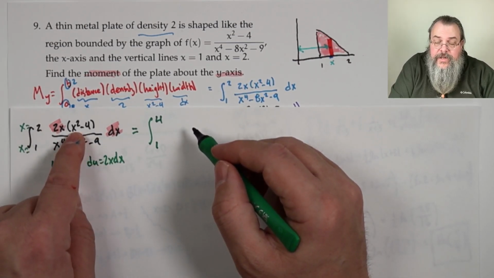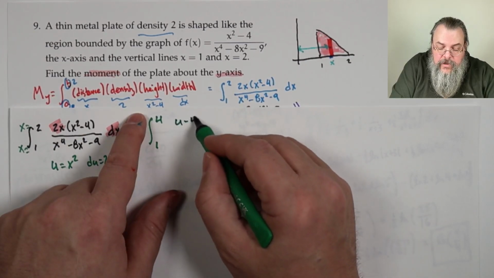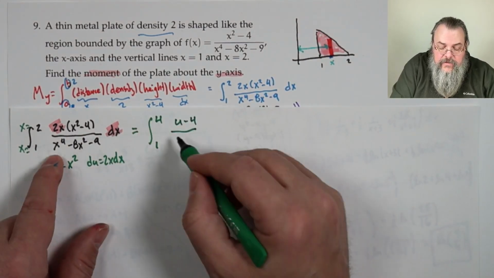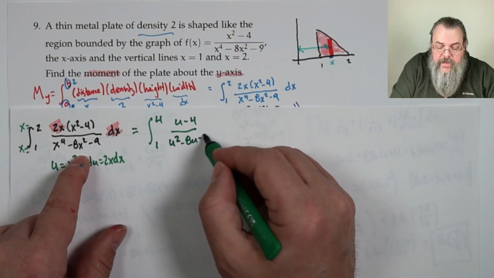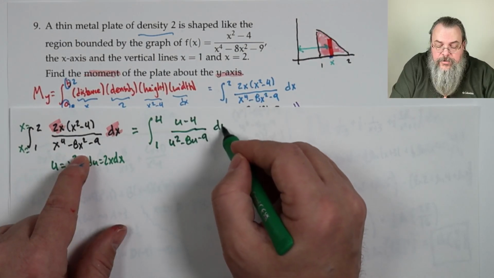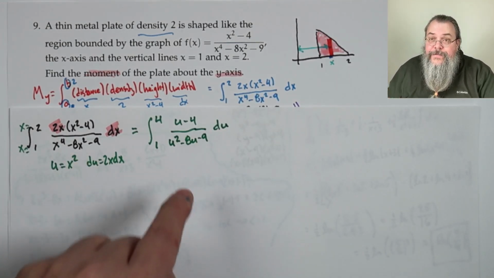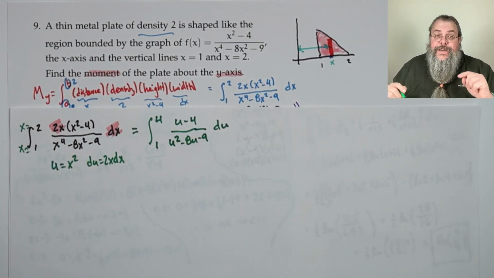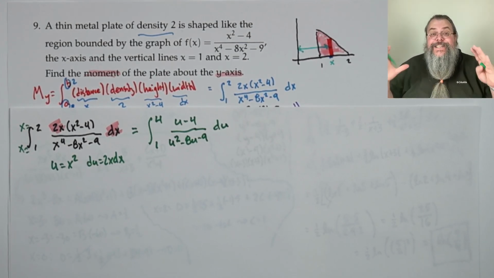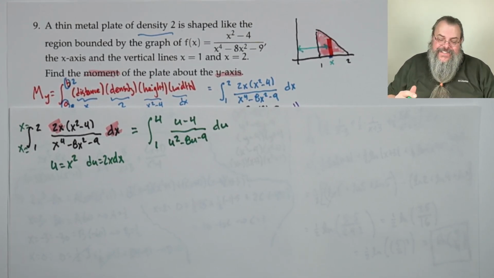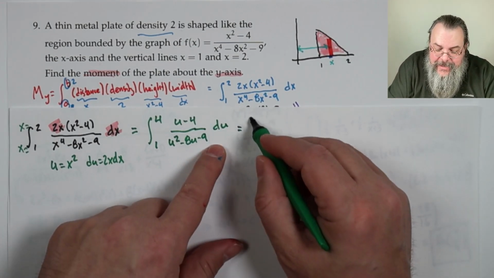All right, upstairs, the 2x dx becomes the du. Anywhere else where we see an x squared, put a u. So upstairs we have a u minus 4. Downstairs, x to the 4th, that's u squared minus 8u minus 9 du. So we can solve this problem. And what do you notice about this one? It's partial fractions, but it's an easier partial fractions. We like easier. Okay, that's our motto.